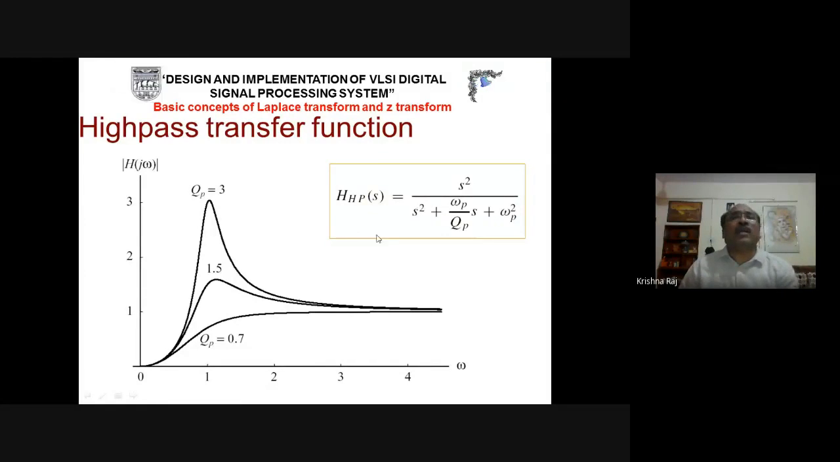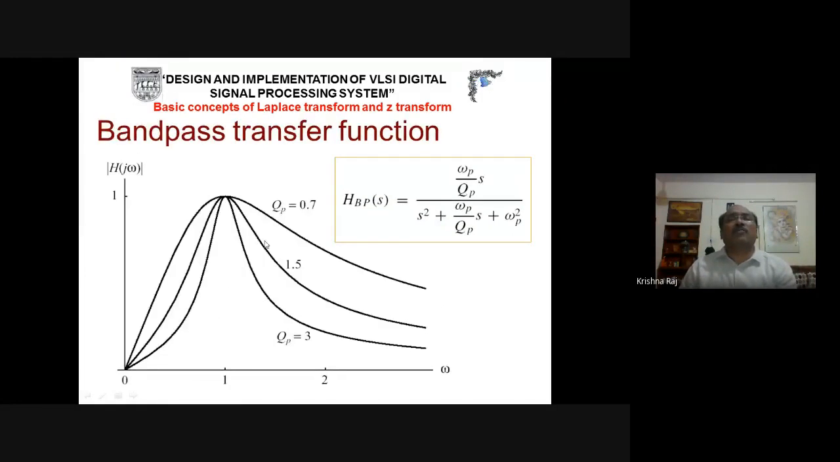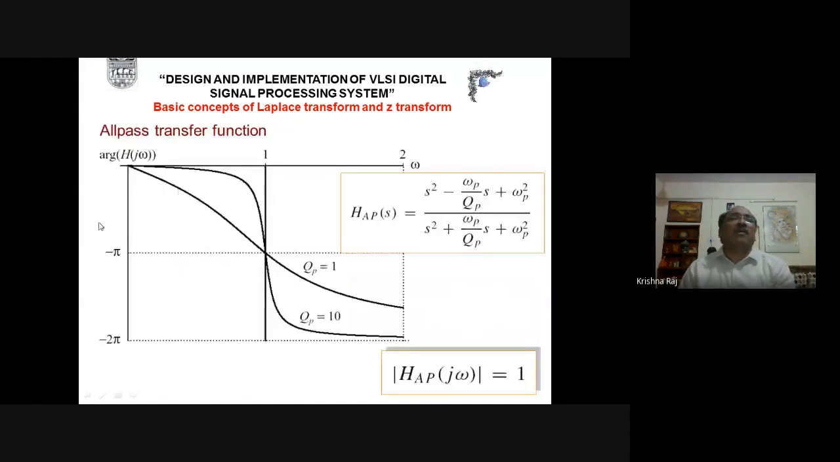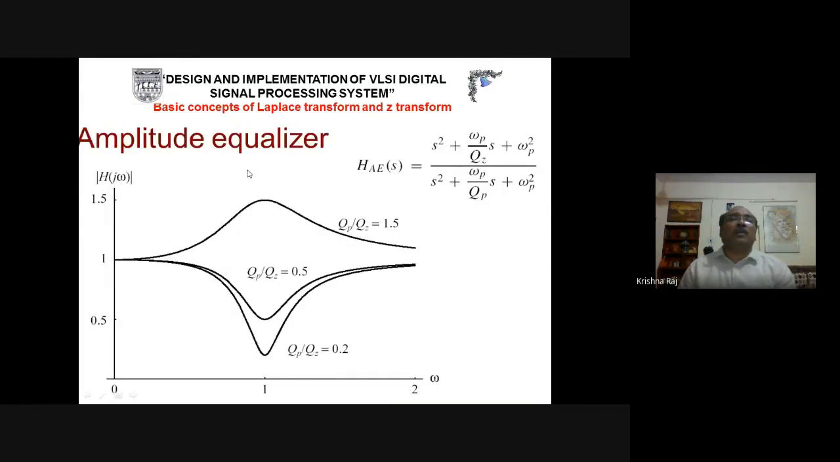The same is true for the high pass filter and the band pass filter. These are the characteristics of the high pass and band pass filters, and this is the band reject filter, meaning any particular range of frequency will be rejected. For the all pass filter, the mod of this one will remain 1. And the graph of the amplitude equalizer will be represented in this manner.